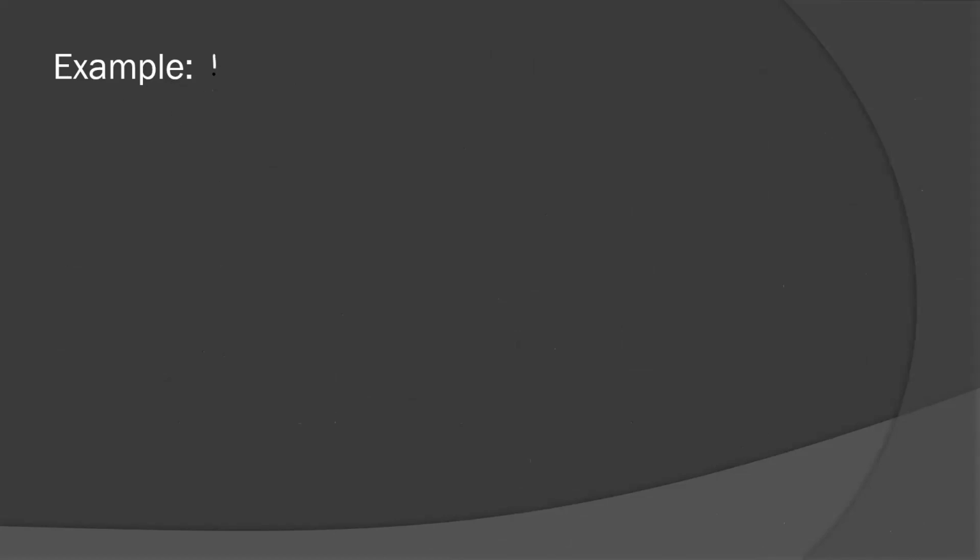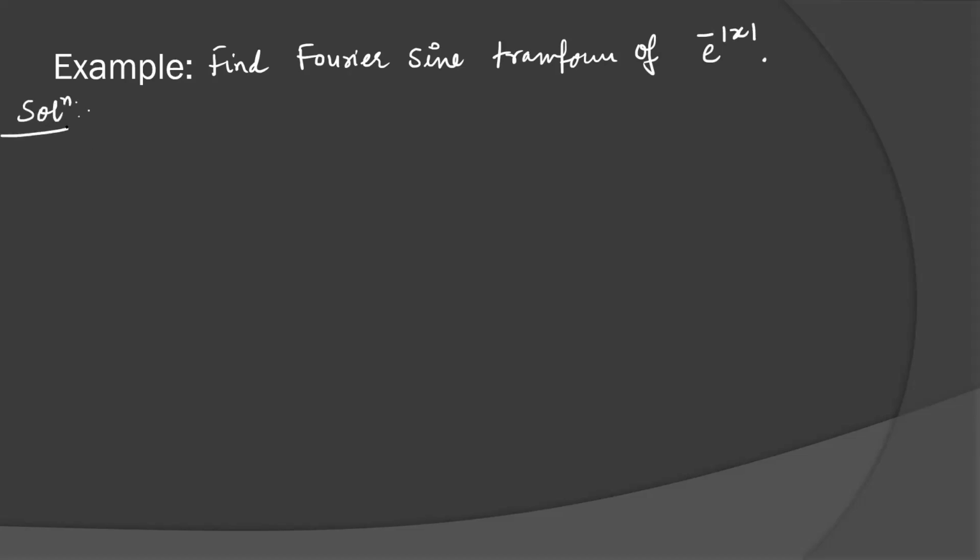Find the Fourier sine transform of e to the power minus mod x. I have already discussed the Fourier transform of this function. Now I am going to discuss the Fourier sine transformation.